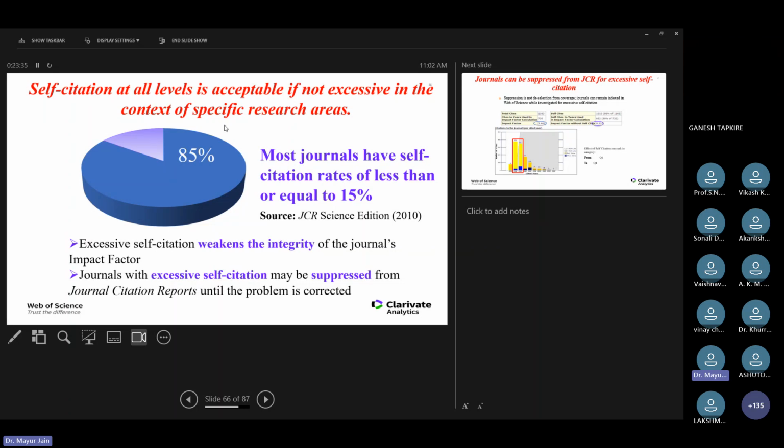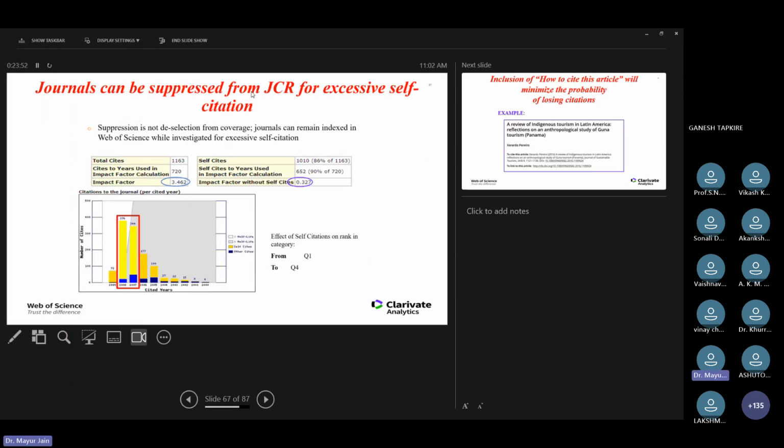As I said, 10 to 15% is fine, but if you are going more than that, probably the editorial board will check that you have done more self-citation, and right away it will reject from the desk, right? So that is one thing, that self-citation should be avoided as much as possible. Journals can be suppressed from JCR for excessive self-citation.